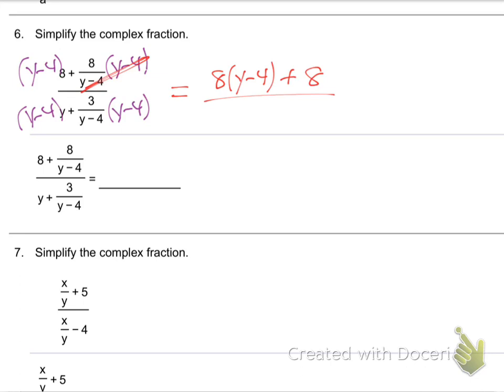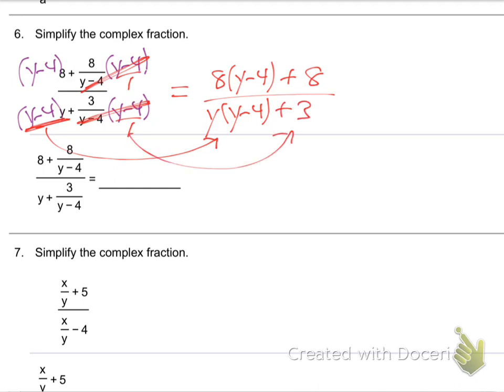Now for the denominator, it's going to be, what is this, y and y minus 4 here. And then these guys cancel because it's over 1. Just like that one. So plus 3. Good there? Everybody seeing what's happening? Is that good? Now what?